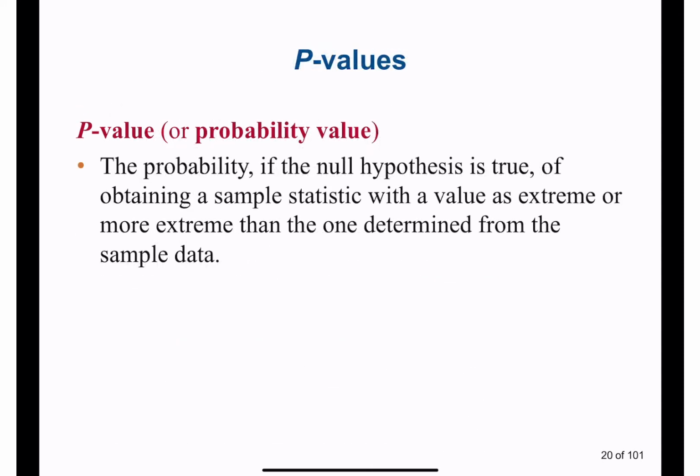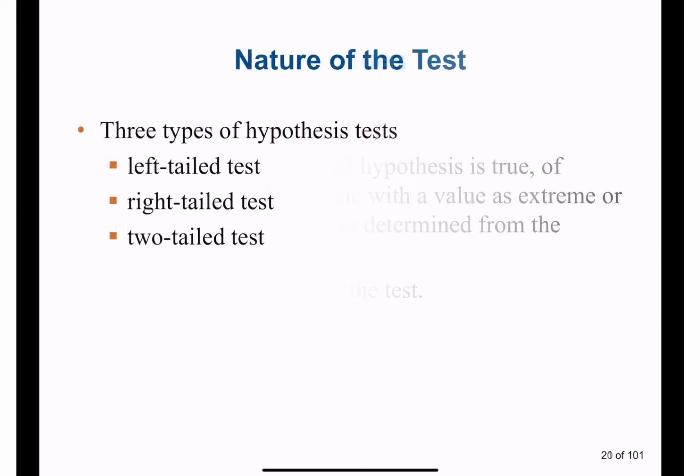P-value, or probability value, P meaning probability. If the null hypothesis is true, then the p-value is the probability of obtaining a test statistic, a sample statistic, with a value as extreme or more extreme than the one determined from the sample data. Let's go to an example. It's easier, like I said, one time to see than ten times to hear.